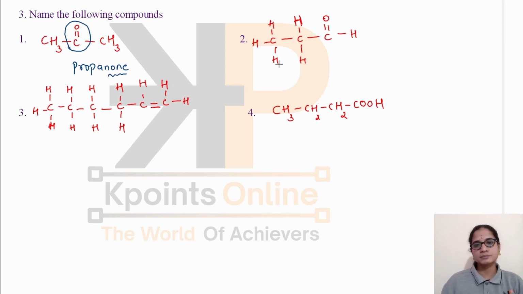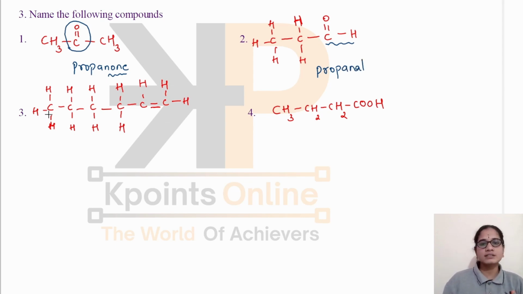And in this case, there are 3 carbon atoms again. Again the root word will be pro. And what is the functional group? It is the aldehydic group. So how will we write the aldehydic group? As the suffix al. We will use al. So the name of the compound will be propanal.